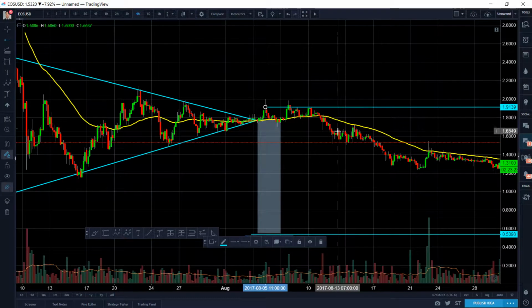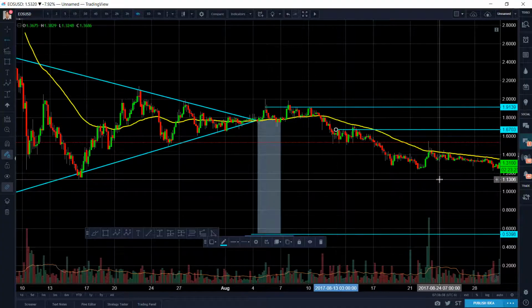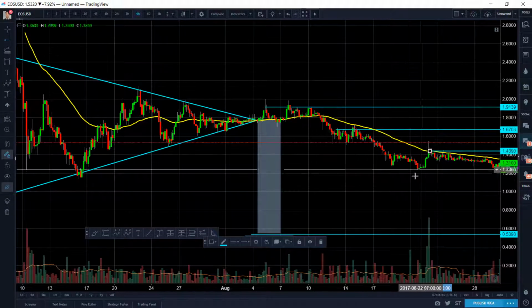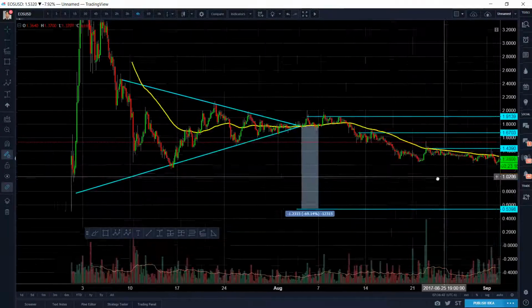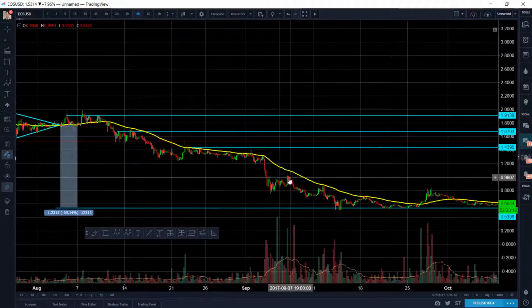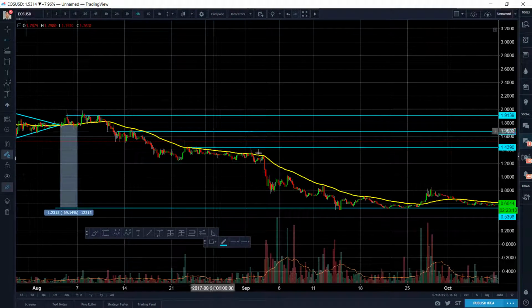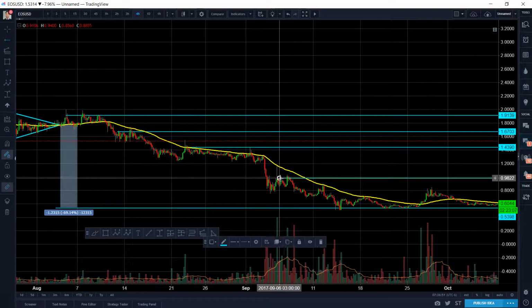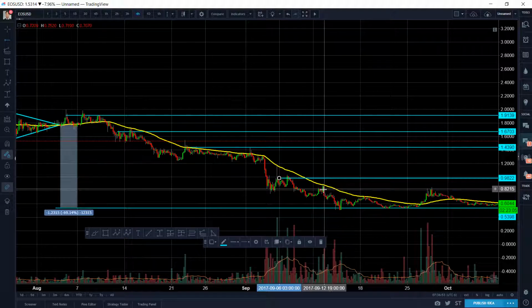Another key point would be right around here, right, guys? Another key point is right around here. Now, let's go take a look at where we are in the chart. So these were some key points as well. For example, right here, right around there, and also here.